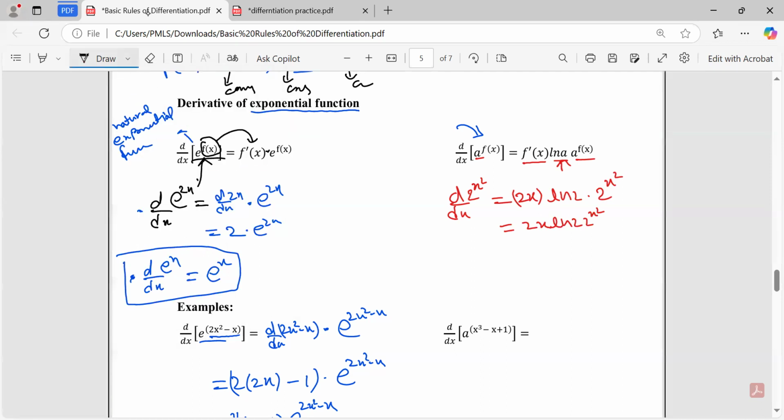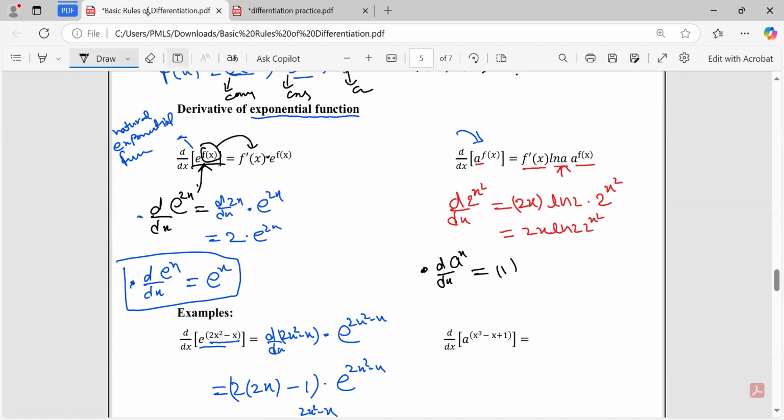In the same way, if you need to take the derivative of d by dx of a raised to power x, what will be the derivative of this one? The derivative of x with respect to x will be equal to 1, times ln of a times a raised to power x. So that will be ln of a times a raised to power x.